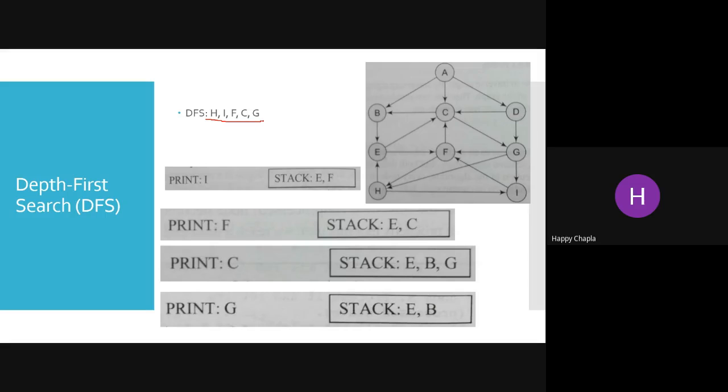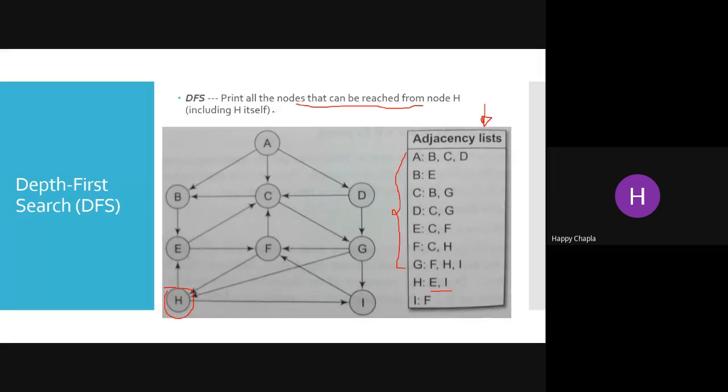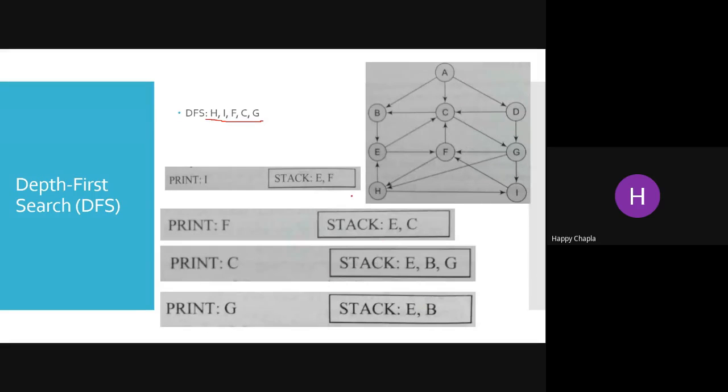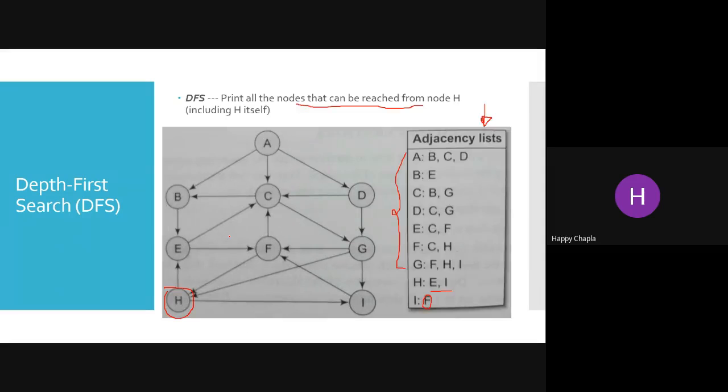H, I, F, C, and G. Now how can we do it? What are the adjacent nodes of I? The adjacent node of I is F. So first we enter that node into the stack, and we can pop out this I. So we first start with H, I have visited H, then I have visited I. Now it's time to visit F as well as F's adjacent nodes.